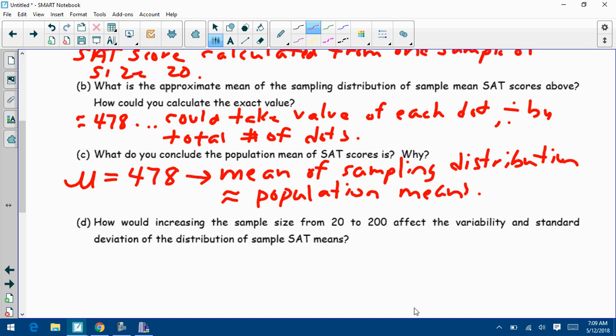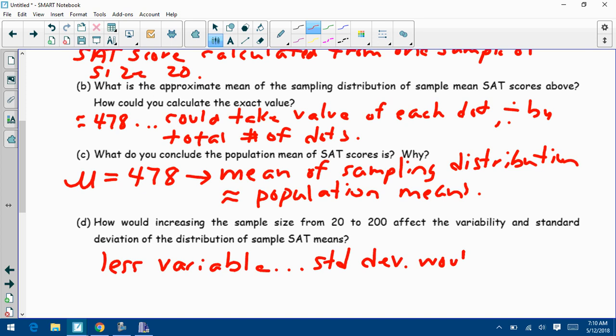And then D, how would increasing the sample size from 20 to 200 affect the variability and standard deviation? So if, instead of just taking the average of 20 in every sample, I took the average of 200 in every sample, the dots should be way less spread out. They should be more clumped around the middle. So they should be less variable, meaning I shouldn't have as many crazy outliers, because with 200 data points, I'm less likely to get a crazy high or crazy low average. And if it's less variable, that means the standard deviation would decrease because it's less spread out. And standard deviation is a measure of how spread out something is.